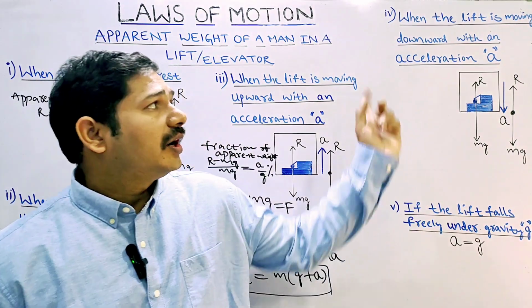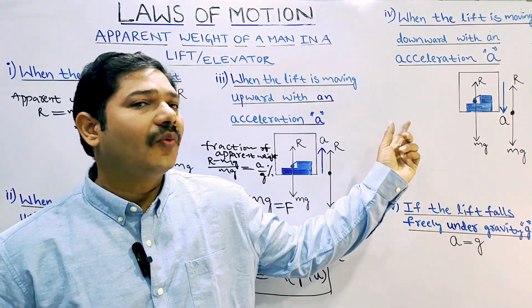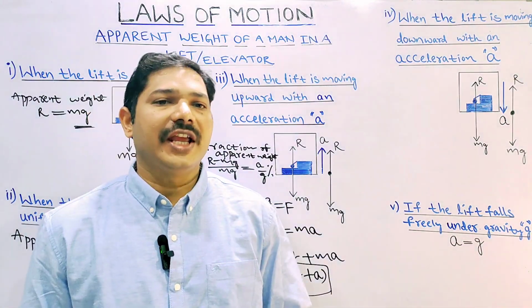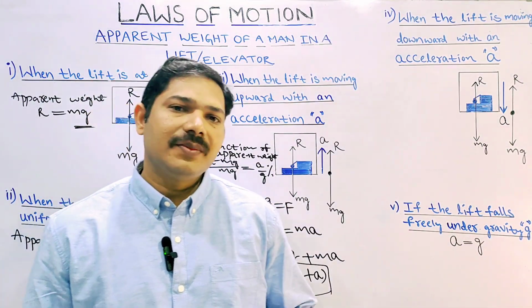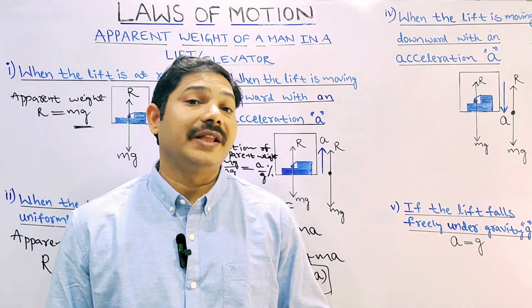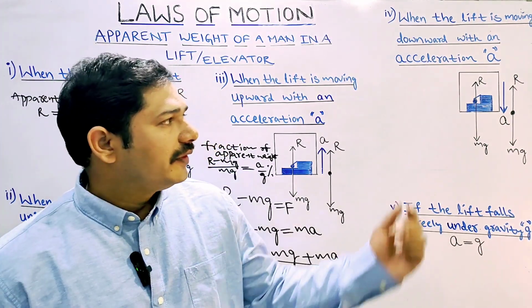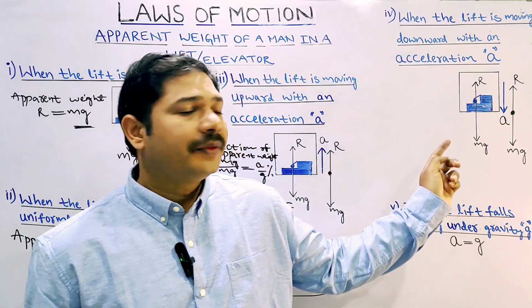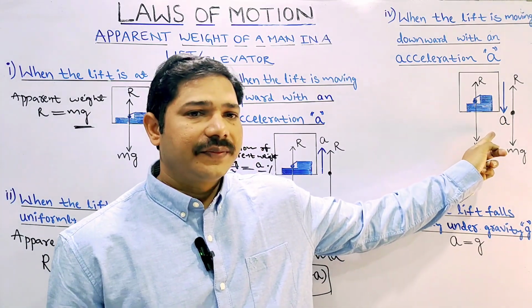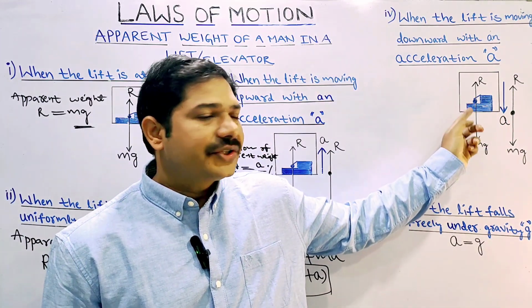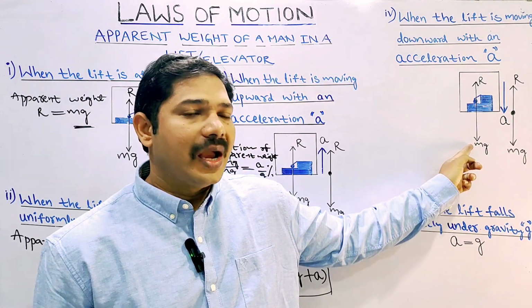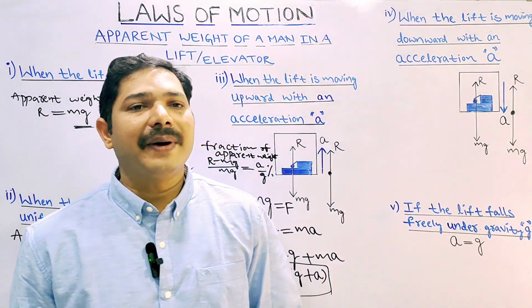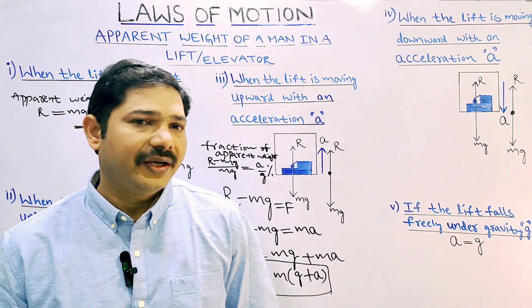Another case is when the lift is moving downward with some acceleration a. We can observe this in the diagram, where the lift is moving downward. At rest, the weight mg is equal to the apparent weight R.